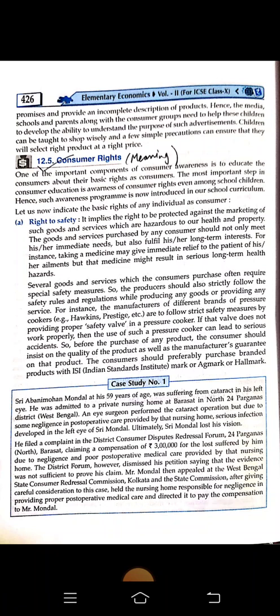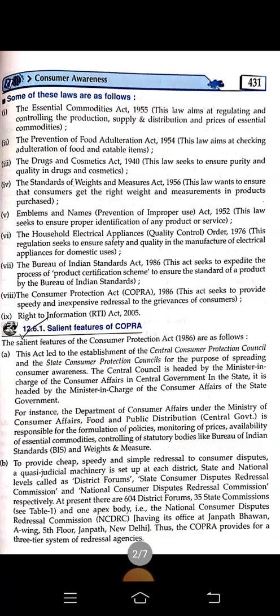So, what are the salient features of COPRA? The salient features of the Consumer Protection Act 1986: the first point is that the Act led to the establishment of the Central Consumer Protection Council and the State Consumer Protection Councils for the purpose of spreading social awareness.